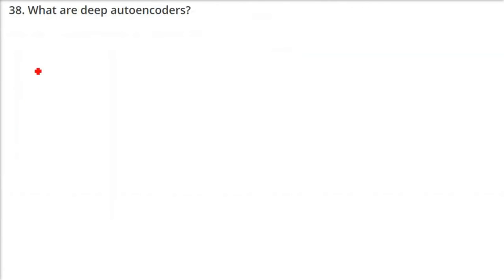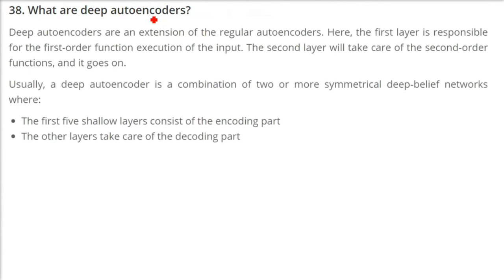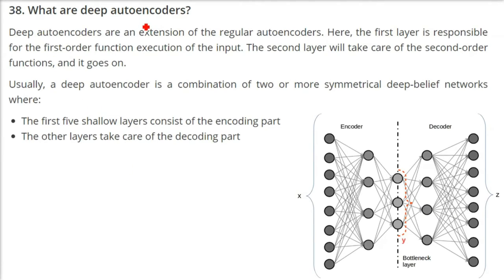What are deep autoencoders? So we have already talked about autoencoders. So we have the dimensionality reduction, decompression, denoising, outlier detection. All these autoencoders would do. But here we are talking about deep autoencoders. So these are an extension of the regular autoencoders. The first layer is responsible for the first order function execution of the input. Please remember, first layer, first order function execution. Second layer, second order function execution. And this goes on and on.